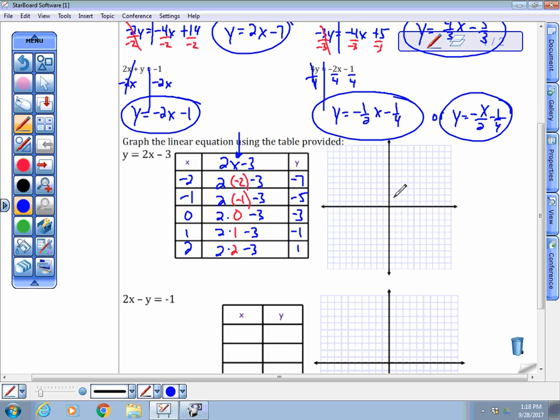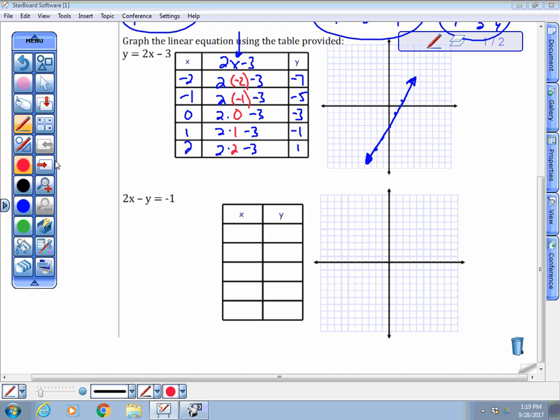Then you're going to graph it. So negative 2 down 7. Negative 1 down 5. 0 down 3. 1 down 1. And 2 up 1. Now these will form a straight line. You will connect the dots because there are an infinite number of possibilities. We just chose 5 of them. And you'll extend them with arrows at the end to show the continuation.